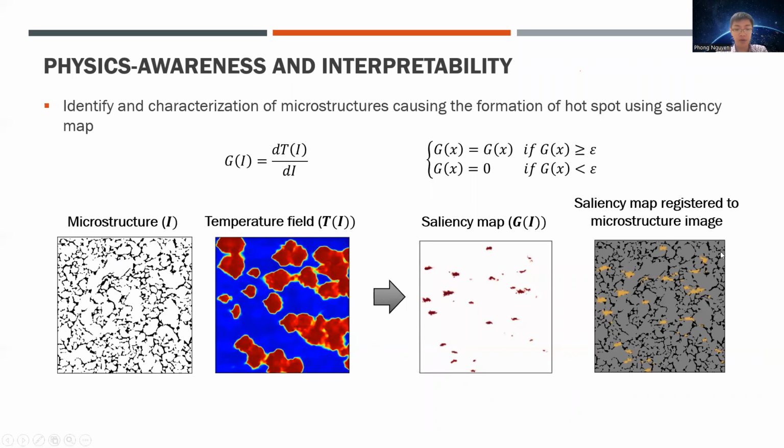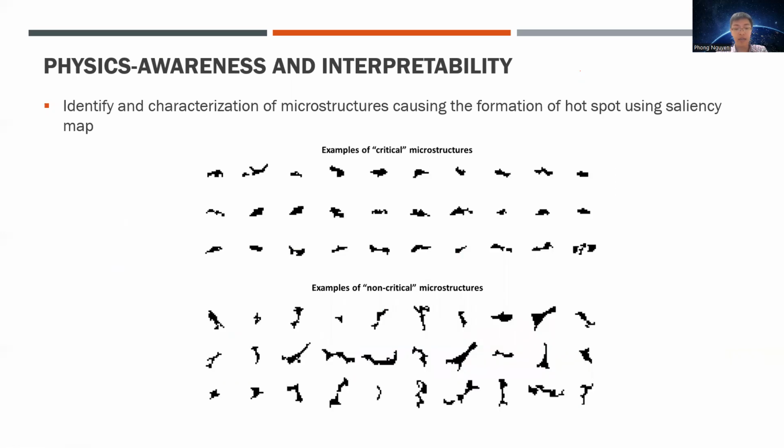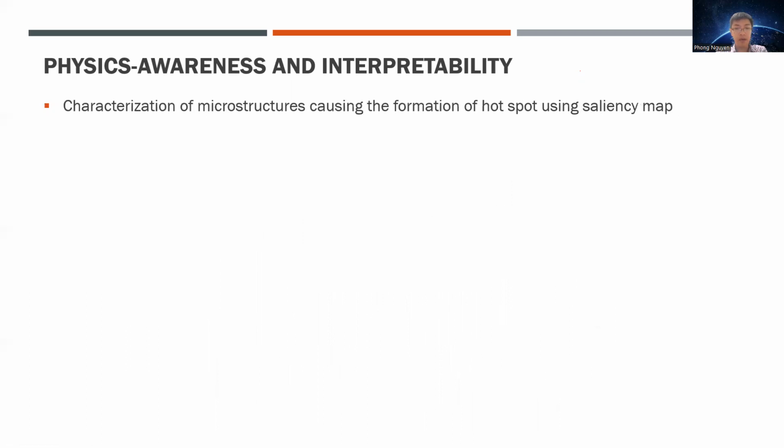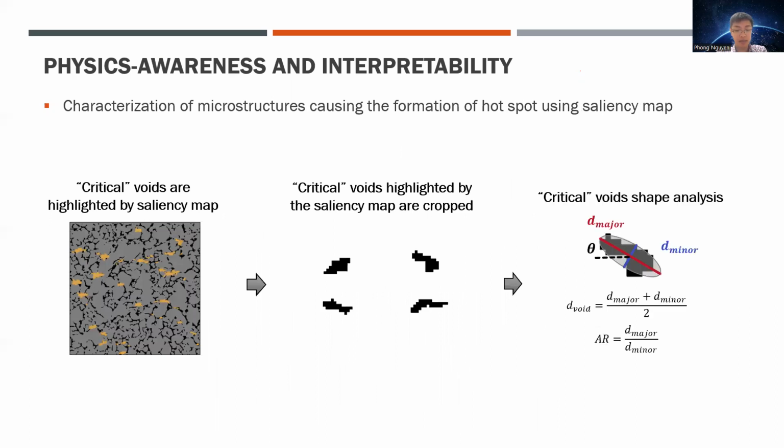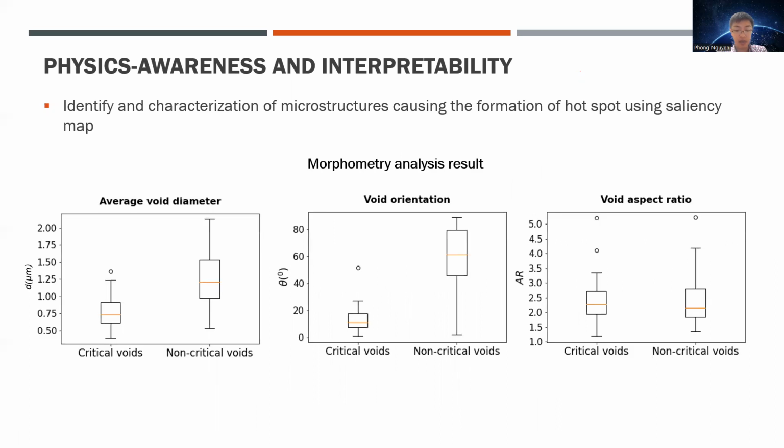And interestingly, we found that the saliency map highlights all of the areas that belong to voids and cracks, which agrees with the literature that cracks and voids are the potential areas for energy localization, which leads to the formation of hotspots. From this visualization and identification, we can go one step further by cropping the critical microstructure areas and comparing them with the non-critical ones. We do that by cropping and performing shape analysis. Interestingly, the analysis also agrees with previous findings in energetic materials, such as the direction of the void being more important than the aspect ratio of the voids.